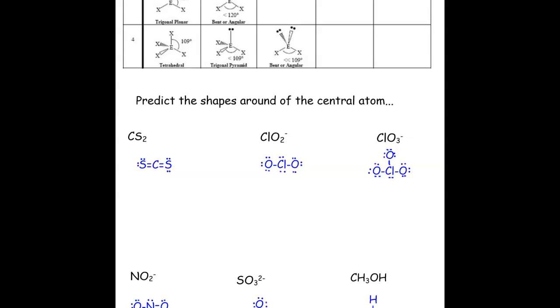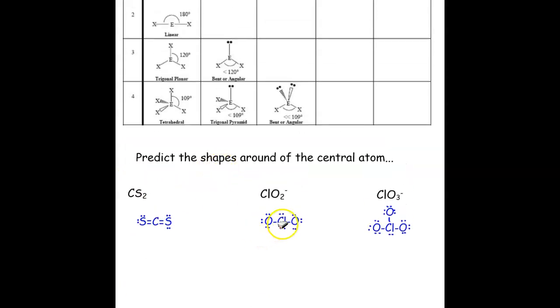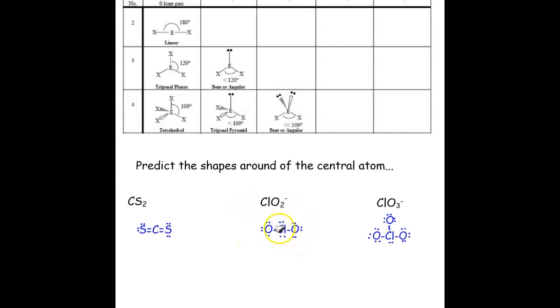For CS2, carbon has 2 electron domains, so the only choice is linear. The chlorite ion has the Lewis dot structure shown here. We have 4 electron domains, so we'll start on this row. We also have 2 lone pairs of electrons, so it is bent. The third one, the chlorate ion, also has 4 electron domains, but it only has 1 lone pair. Following the chart, it is trigonal pyramidal. That's all there is to it.